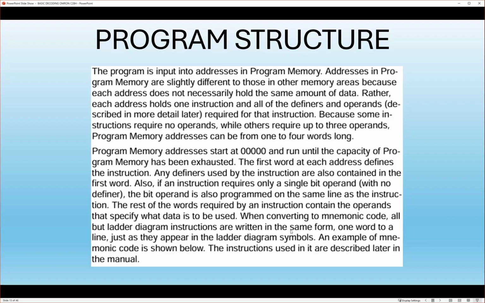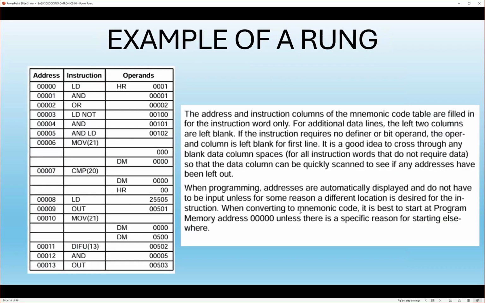When converting to mnemonic code, all but ladder diagram instructions are written in the same form. One word to a line, just as they appear in the ladder diagram symbols. An example of mnemonic code is shown below. I don't know if I put that in here, but we're going over that mnemonic code, right? So this is another example of a rung, and this is what it looks like, what we'll see line by line. And I've created an Excel file so that we can document this.